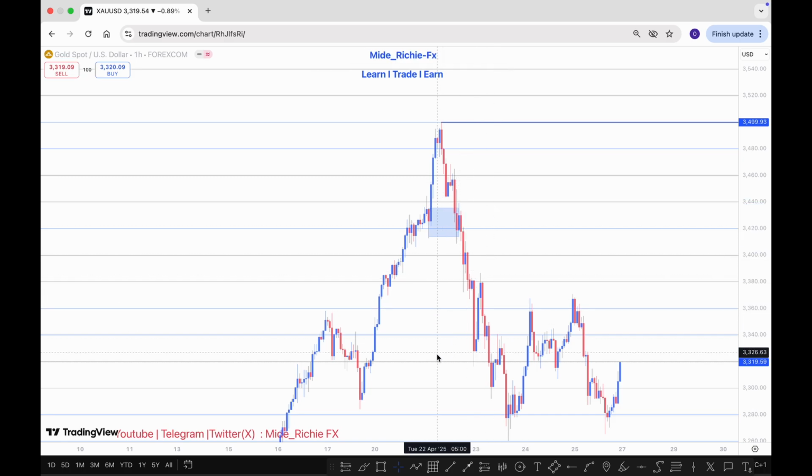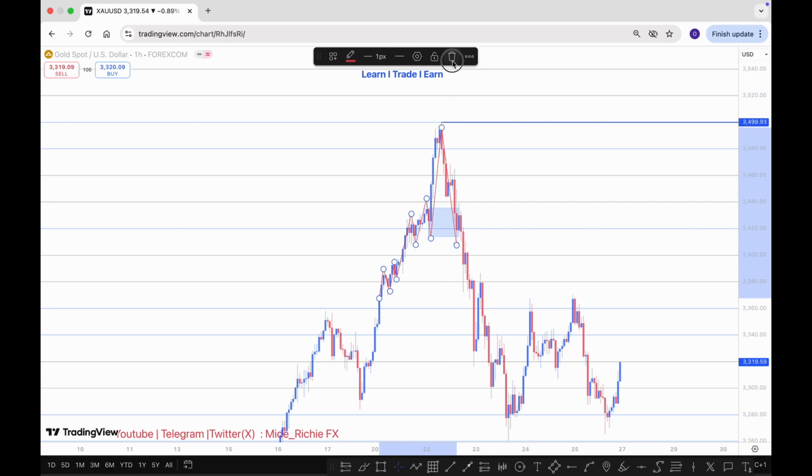Right, we have that demand zone, and basically we want to break that down internally. This would tend to be an internal trend, something like this, before this expansion to the upside. And you can see right here in this region the market actually broke it through. So that might tend to be an internal range, an internal change of character.